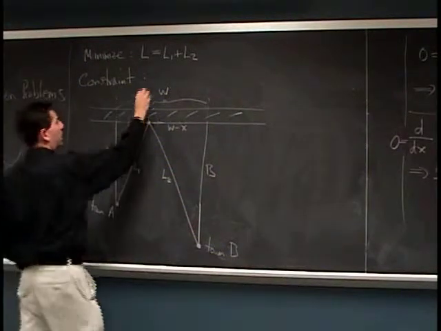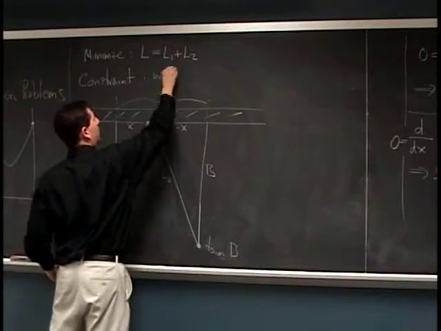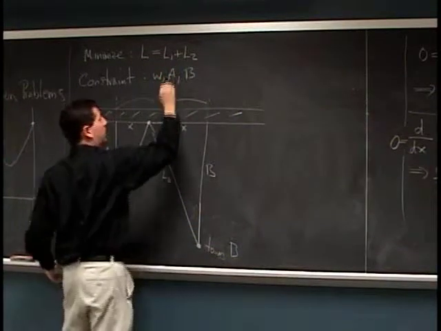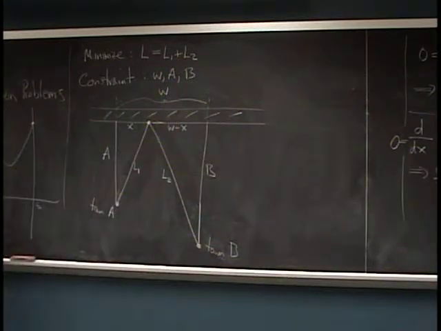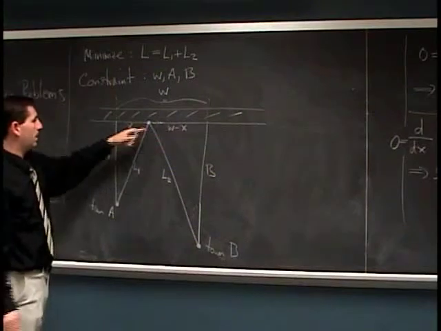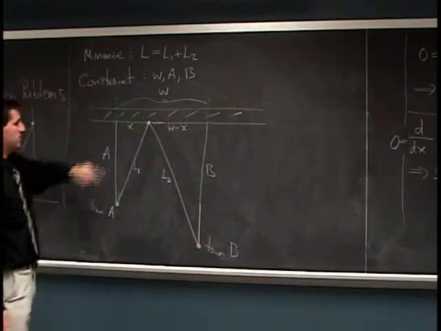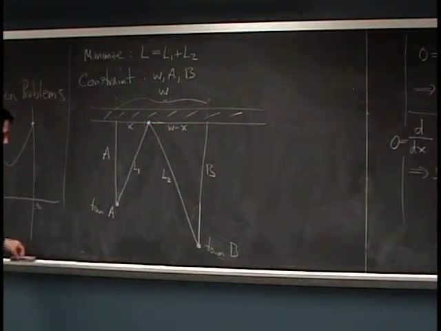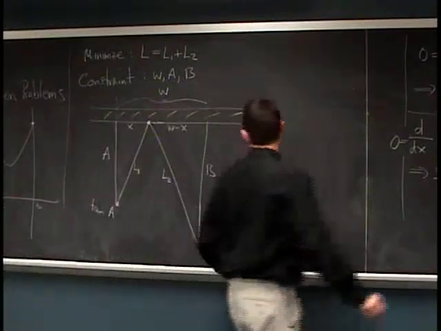Let's say here we know that W is fixed. We know that A is fixed. We know that B is fixed. Can't change those. X and W minus X: W minus X will change when X changes. So X can change.